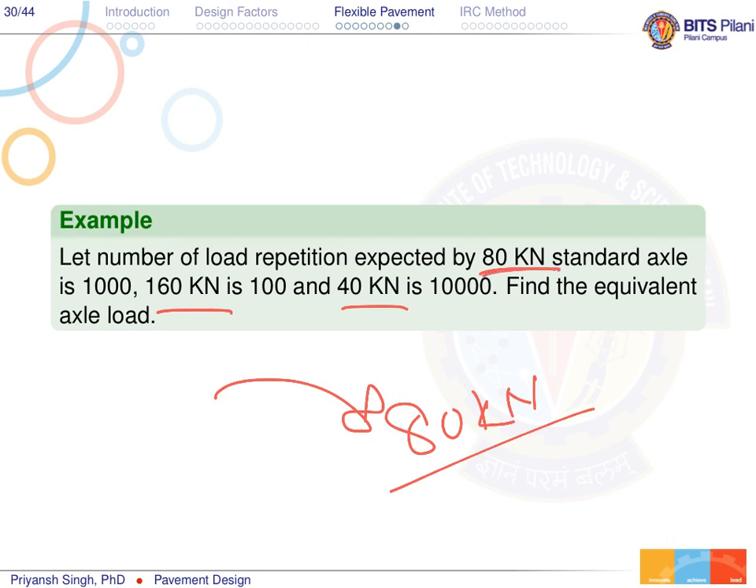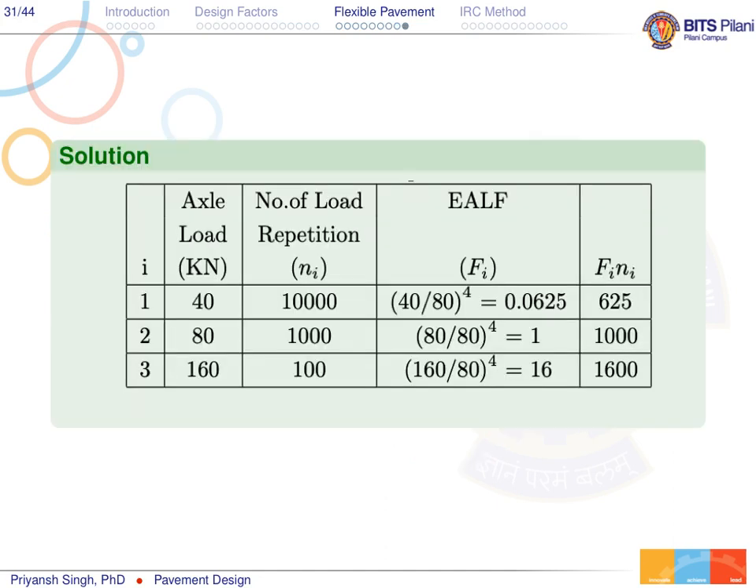Take each load divided by 80 kilonewton to the power 4 for each load category of vehicle, and then take the summation of that. Let's see this. I have three classes of vehicle. First, the weight is 40 kilonewton and its number of passes is 10,000. For this, 40 upon 80 to the power 4 gives a factor of 0.0625.